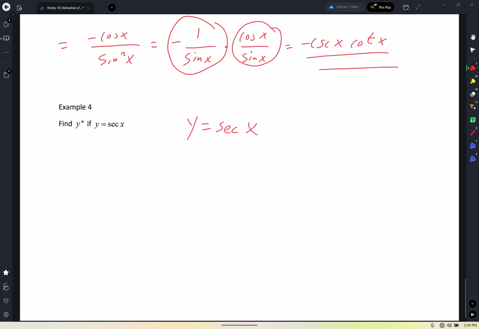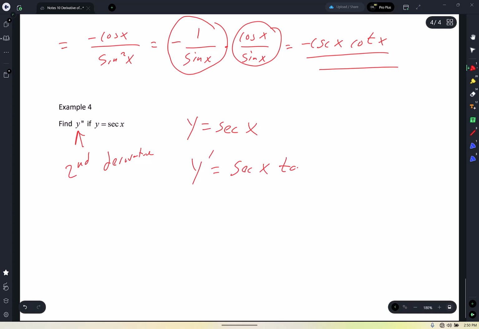y equals secant x. I want the second derivative. So first, I have to find my first derivative. That's what this means, right? That means second derivative. All right, let's see. What's the derivative of secant x? Secant x times tan x. Good job.